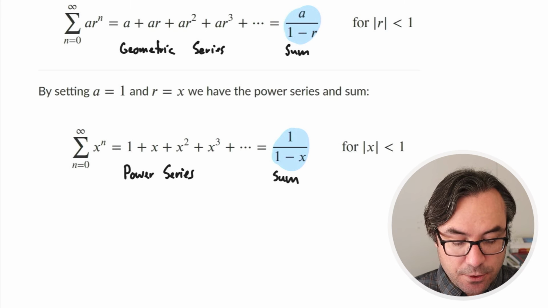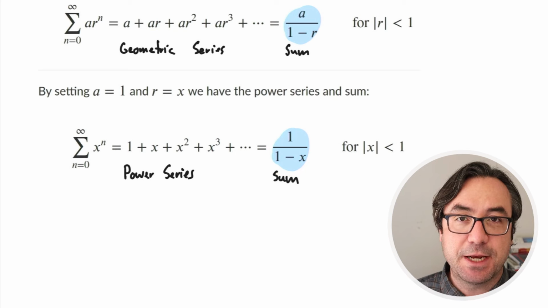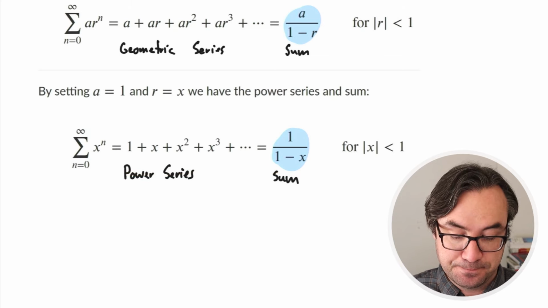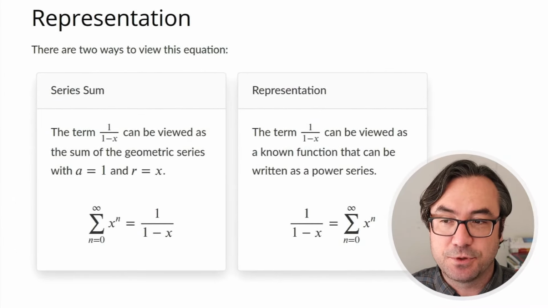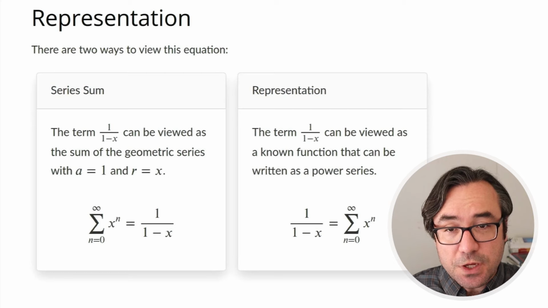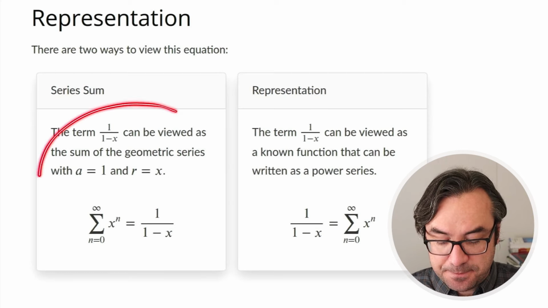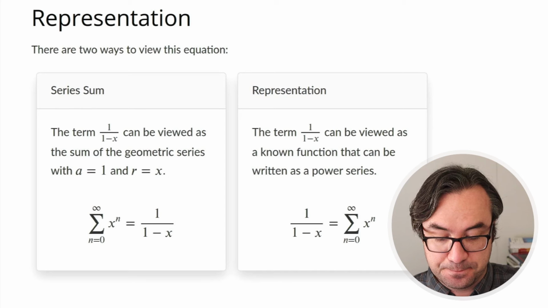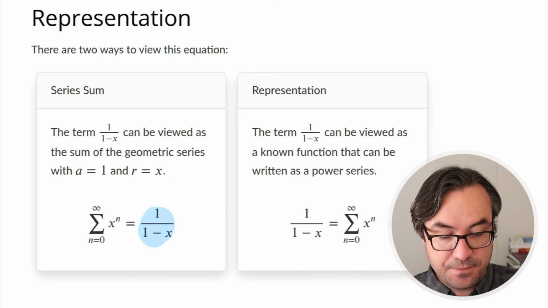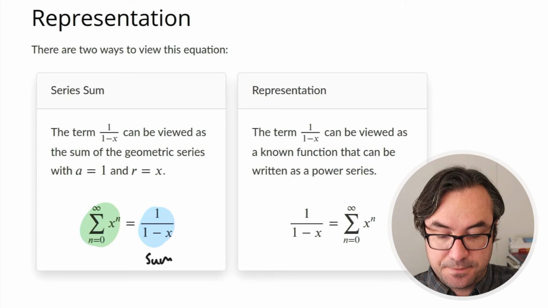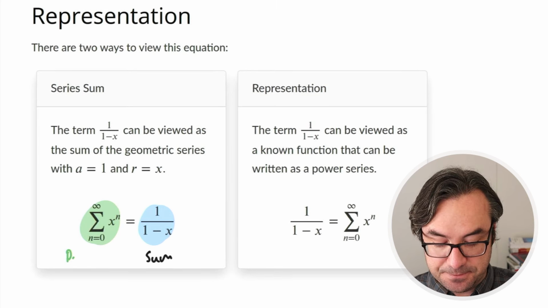All right, so this function 1 over 1 minus x, this is special. And what we're going to do is view this equation two ways. This is where we're getting to the representation. So what we just did is we're viewing 1 over 1 minus x as the sum of this power series. So we're viewing this as a sum, and this is the power series.